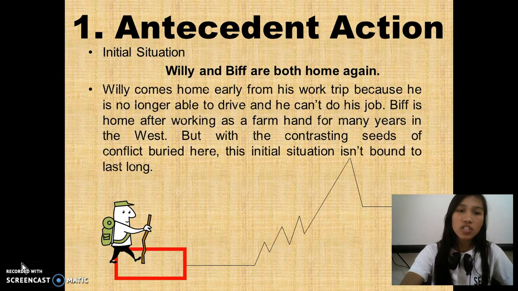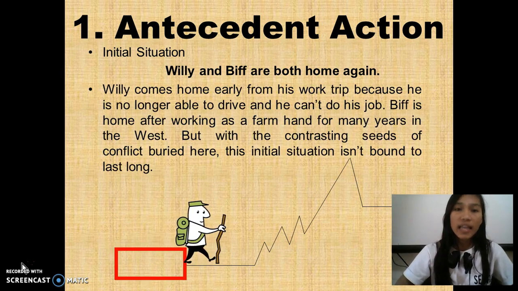Let's look at the initial situation. Willie and Biff are both home again. Willie comes home early from his work trip because he is no longer able to drive and he can't do his job. Biff is home after working as a farmhand for many years in the West. But with the contrasting seeds of conflict buried here, this initial situation isn't bound to last long.